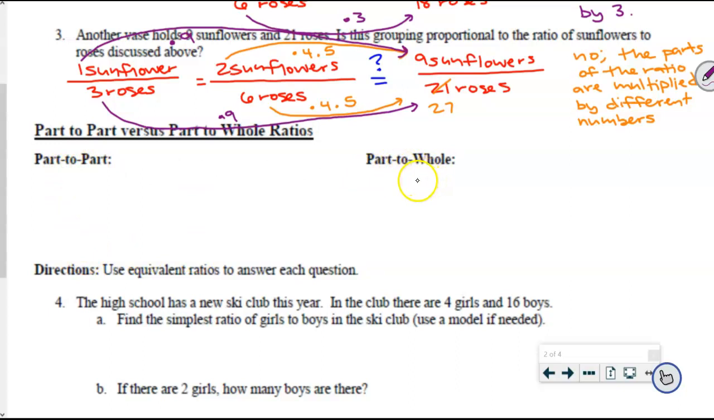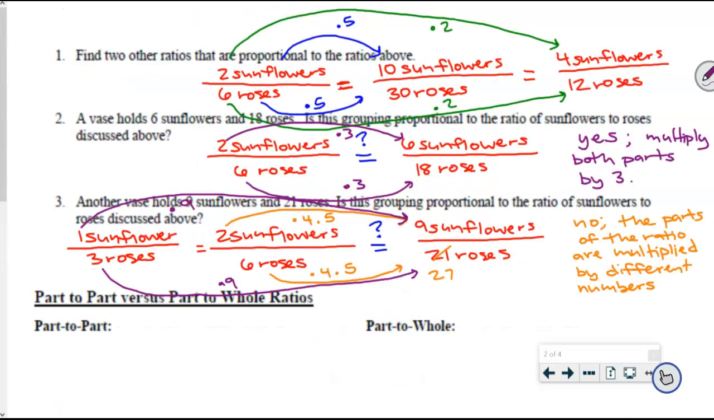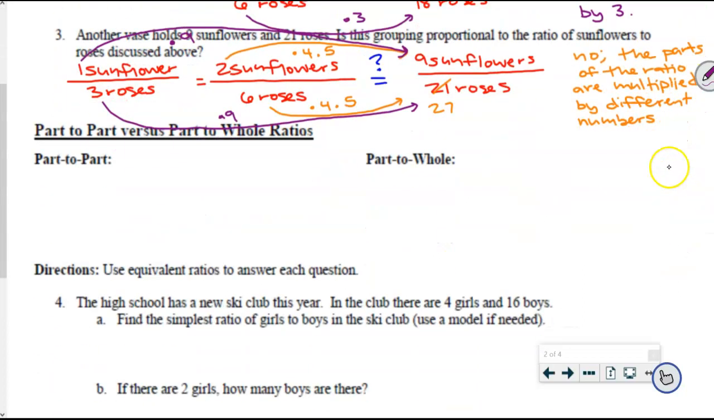To make this visual, take a look at this image. Once again, we had a part of the ratio here represented with the sunflowers, a second part represented with the roses, and the whole amount represented by the total number of sunflowers. Did I say bouquet, the total bouquet, not the total sunflowers. Thank you for fixing that.